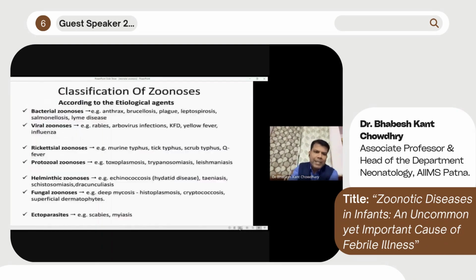And in saprozoonosis, okay. So classification-wise, there are multiple agents. As you all see in the slide, they may be bacterial, viral, rickettsial, protozoal, helminthic, fungal, ectoparasite. So various agents are there which cause disease from animals to human beings. Next slide.